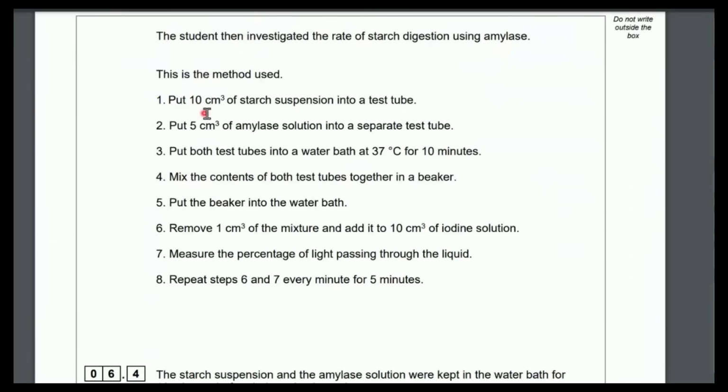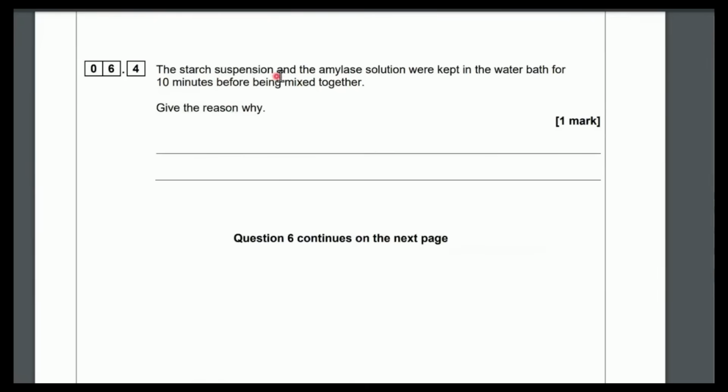The student then investigated the rate of starch digestion using amylase. This is the method they used. 10 centimeter cubed of starch suspension in a test tube. Do you know what? I'm not going to read it all. Just press pause on the video and read through this method. You'll see they've used 37 degrees for the water bath. They put them both in for 10 minutes and allowed them to equilibrate. We'll look at why that is in a second. Then they removed 1 centimeter cubed of the mixture and added it to the 10 centimeters of iodine solution and measured the percentage absorption.